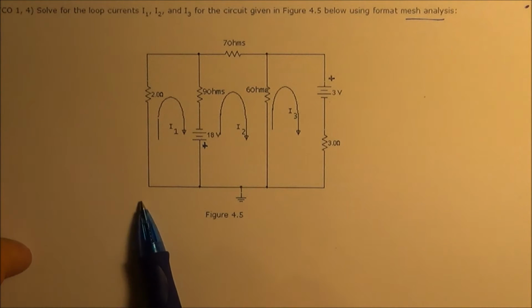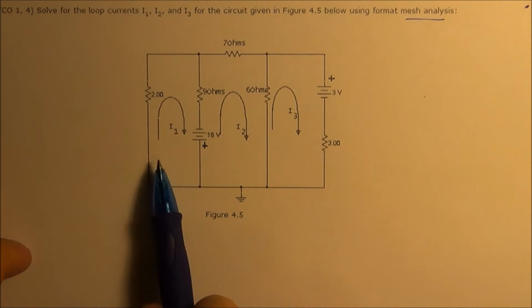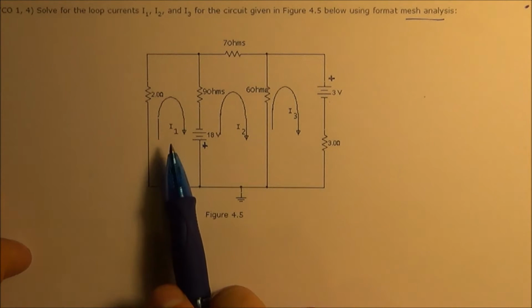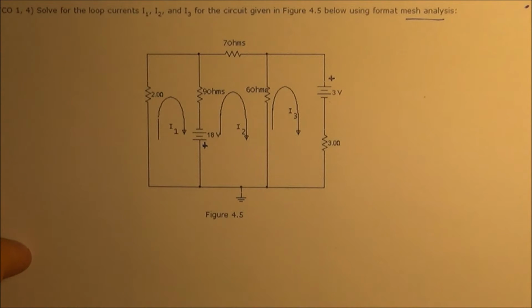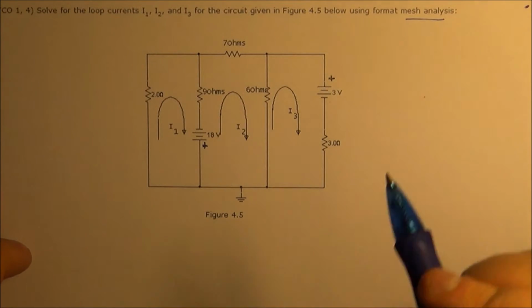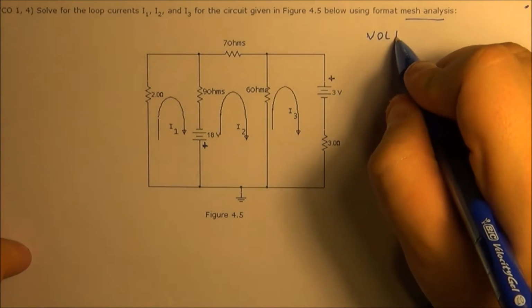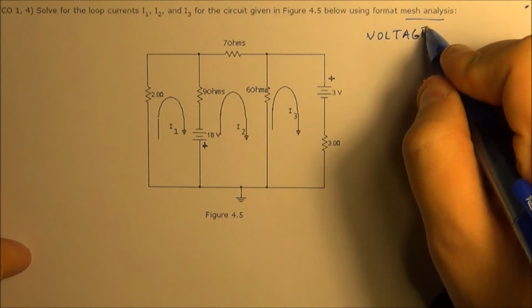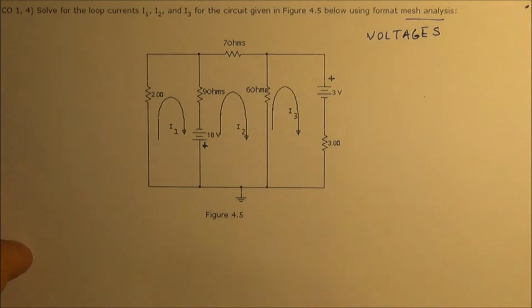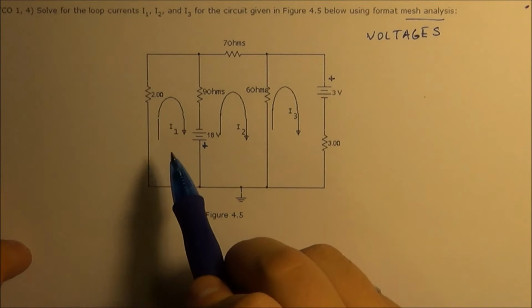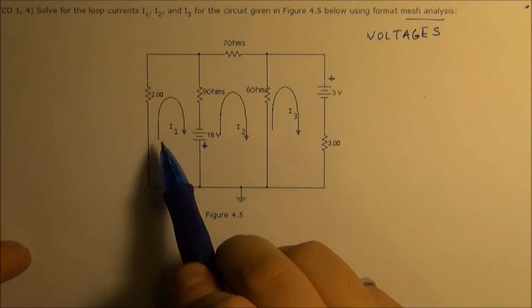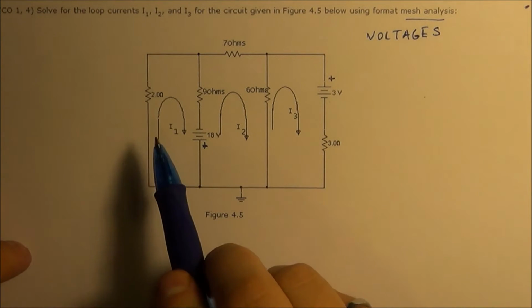So the first circuit that I got for you here already has the three meshes identified by I1, I2, and I3. What I want to point out is that when you perform mesh analysis, you want to think in terms of voltages, versus nodal analysis where you think in terms of currents. So let's get started. For I1, you go in a mesh circle.